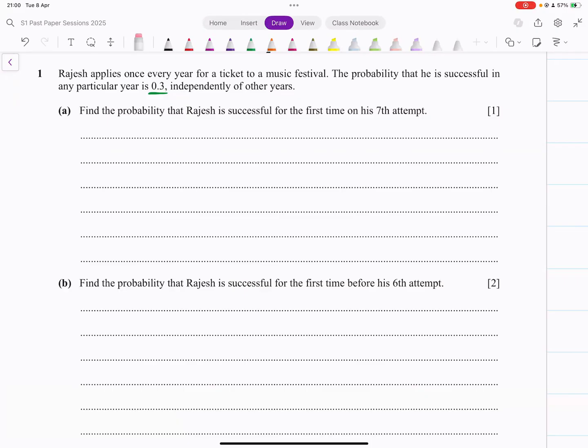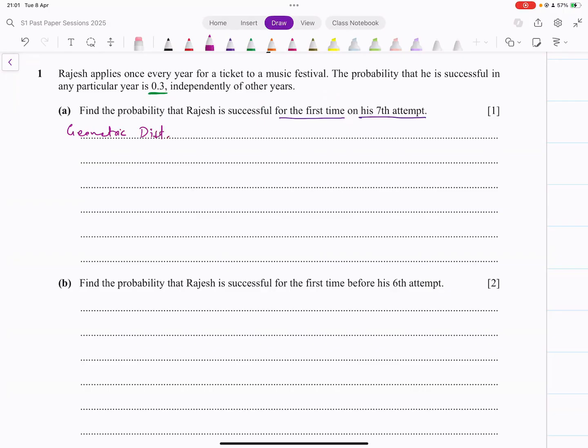We need to find the probability that Rajesh is successful for the first time on his 7th attempt. Now, that's a very standard keyword for a particular type of distribution. What distribution is that? That's geometric distribution. In geometric distribution, we talk about probability of getting our first success on a particular outcome. So this is a geometric distribution because we're talking about first success.